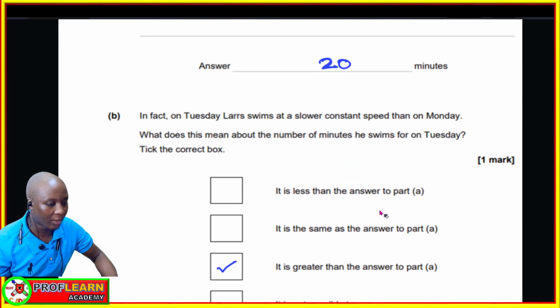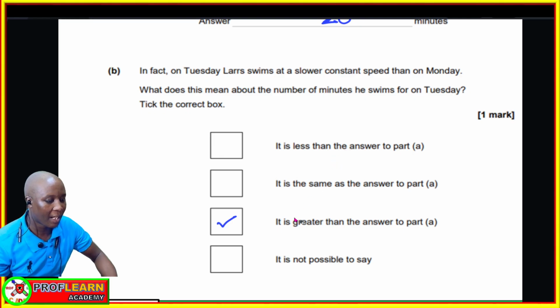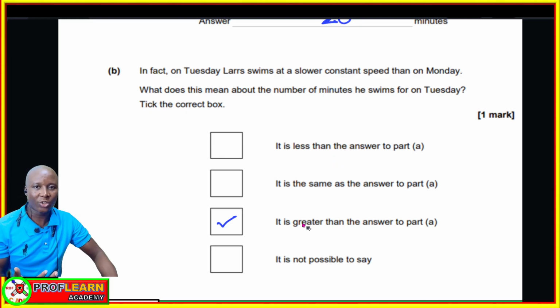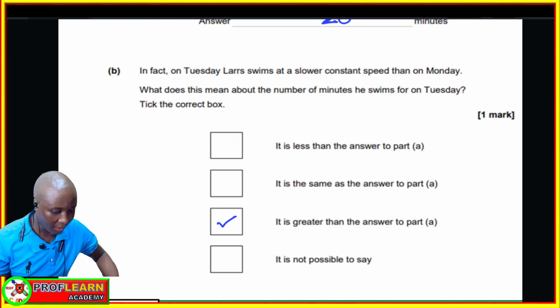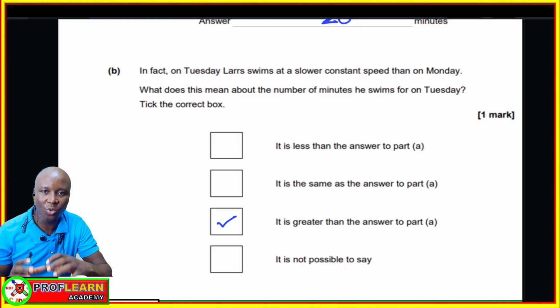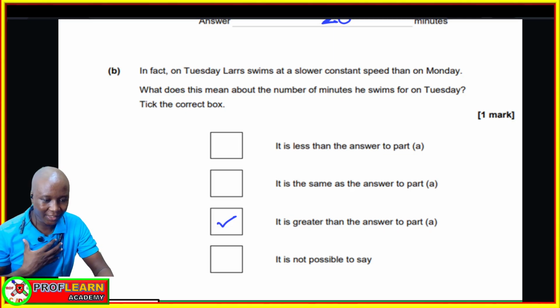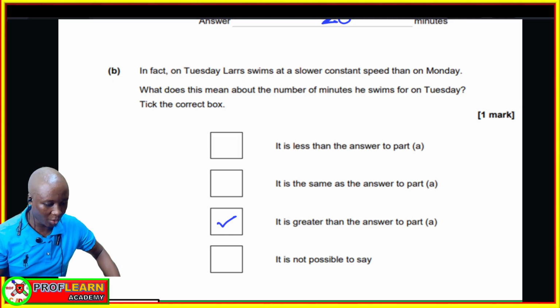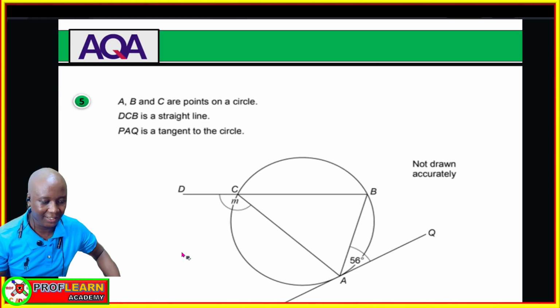On Tuesday, Riley swims at a slower constant speed than on Monday. What does this mean about the number of minutes? The number of minutes, or the time, is going to be greater. The time taken is going to be more, because whenever you are moving at a lower speed, you are going to take a longer time. So that is something that you have to take into consideration and remember whenever you are working out questions to do with speed and time.